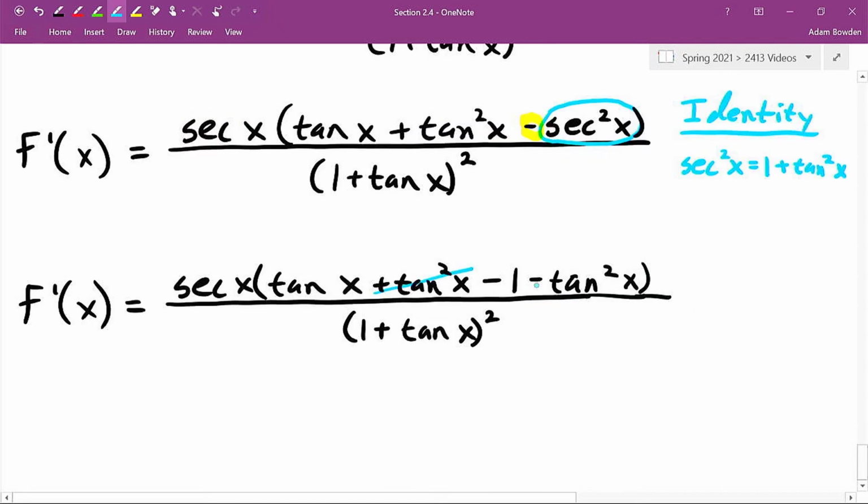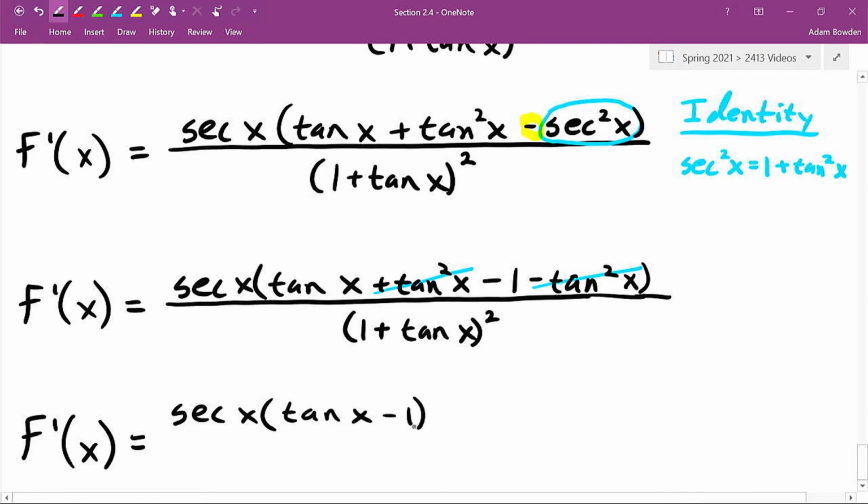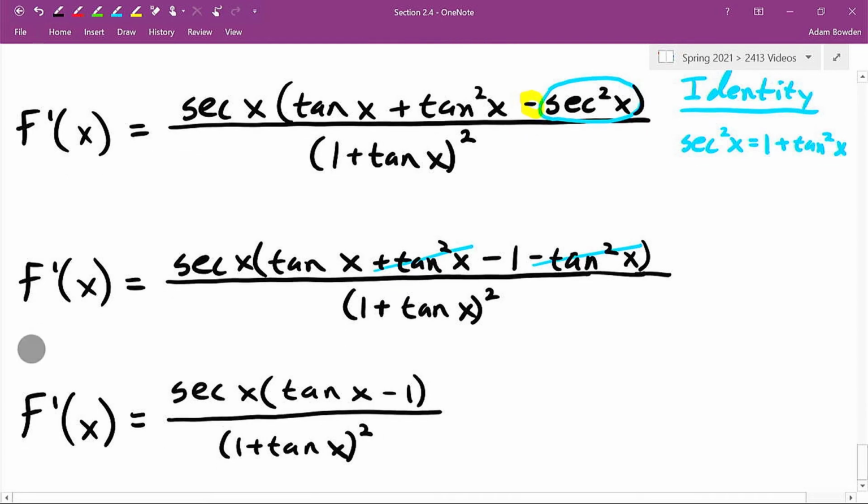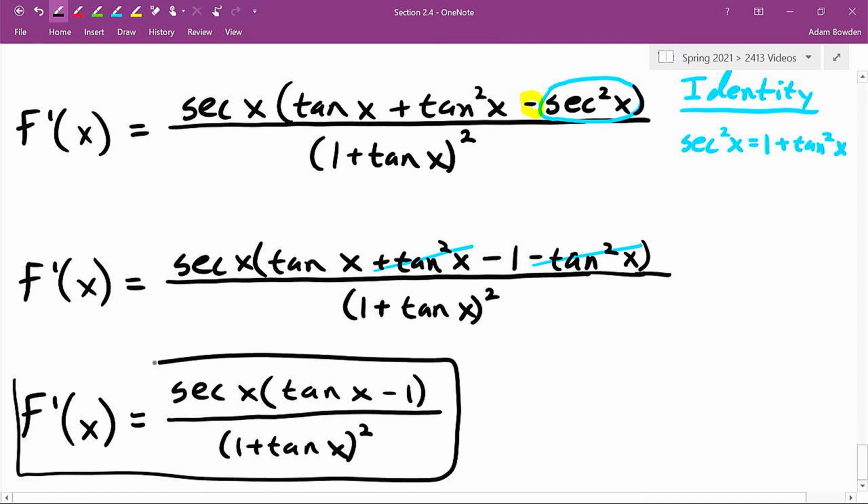Now we can cross out the tangent squareds from the parentheses and rewrite it as secant x times tangent x minus 1 all over 1 plus tangent x all squared. And so this is the derivative f prime of x, all the way simplified.